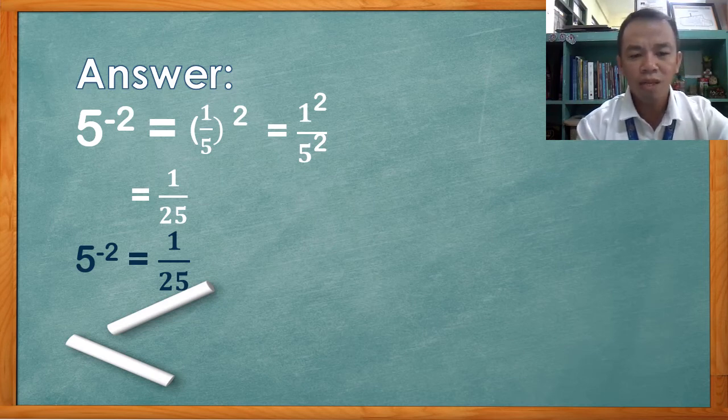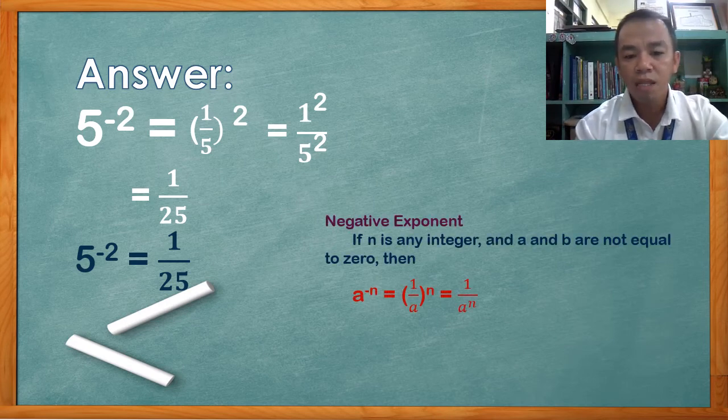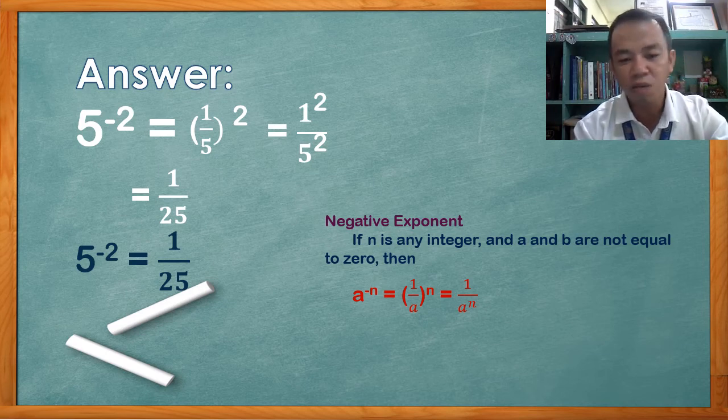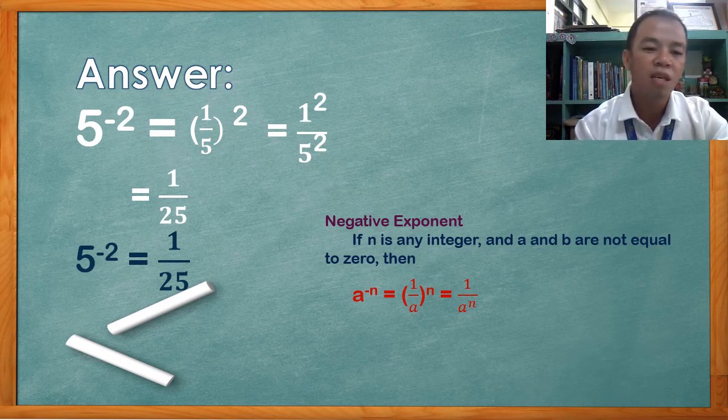Now, what did I tell you earlier about the negative exponent? If n is any integer and a is not equal to 0, then a to the negative n is equal to 1 over a to the power of n. So that's what happened.